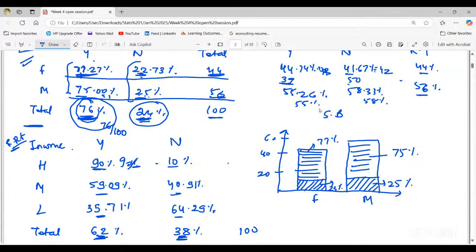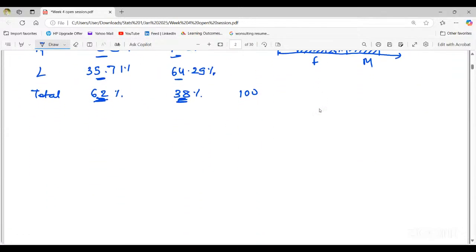But basically, ma'am, in that case, it is a 100% stack bar chart. Yeah, that's a different thing. See, this is a simple stack bar chart, a standard one. If I have to make it 100%, I am not considering the count.